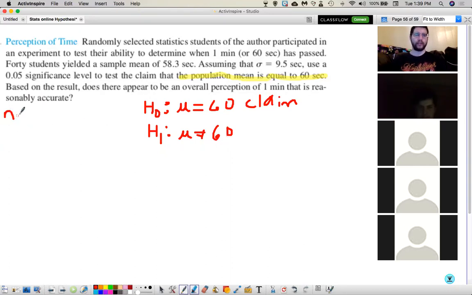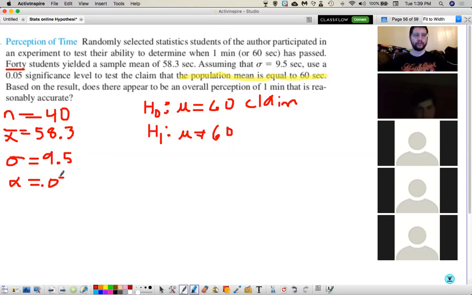So now let's write down our information. N is 40 students. Sample mean, that's X bar, is 58.3. Sigma is 9.5. And alpha is 0.05. Okay, so there's our info, there's our hypotheses.